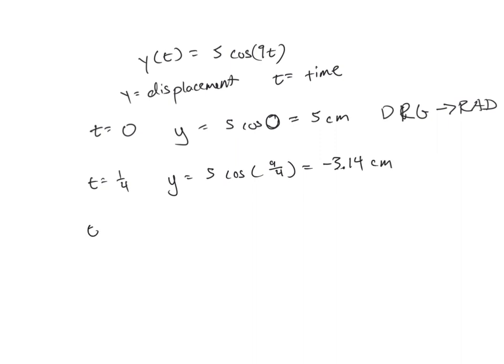And then t equals 1/2. Y equals 5 times the cosine of 9/2 should give you negative 1.05 centimeters.